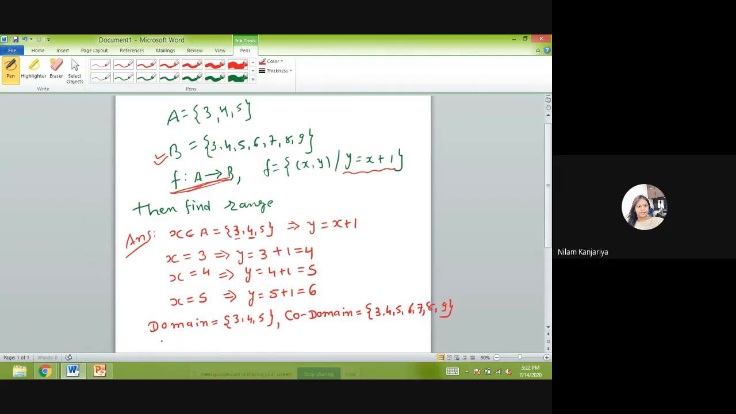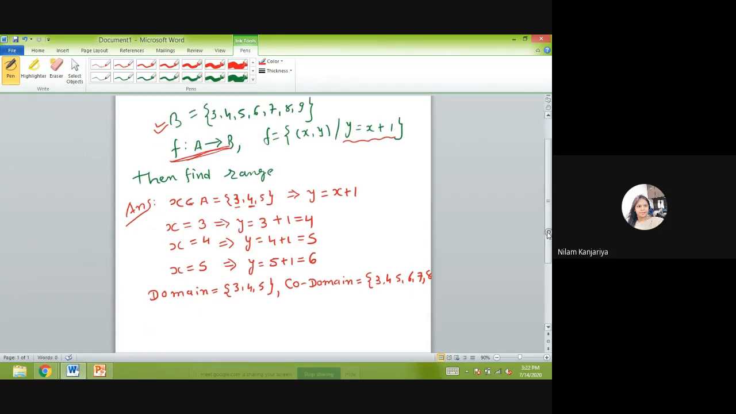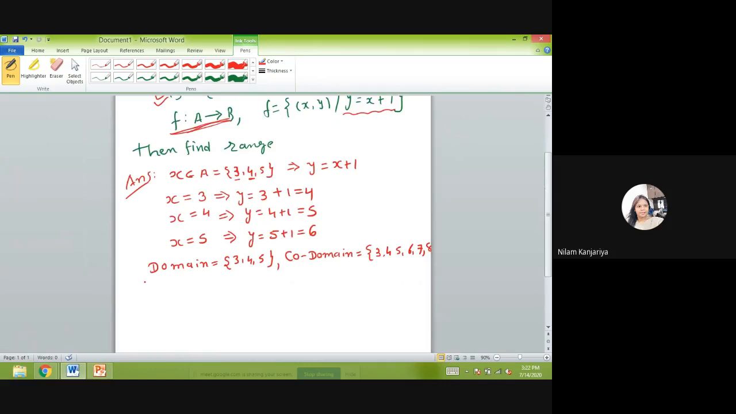Okay, and you can also write the function in ordered pairs. So what is f of x, y? First value of x, second value of y. When x is 3, then y is 4. So the first ordered pair is 3 and 4. Second, x is 4, that time y is 5. And the last ordered pair is what?